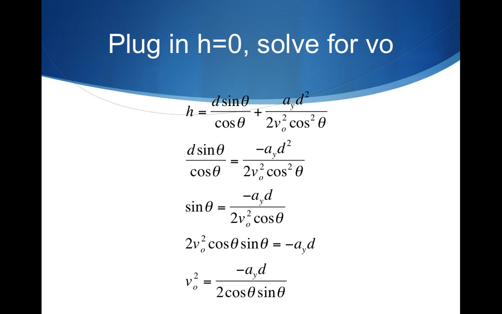We're now down on the third line. And now we cross multiply. So once we cross multiply, we can then solve for v0 squared. And that's what we get in the last term. v0 squared equals minus a_y d over 2 cos theta sine theta. So remember how disgusting it looked. This doesn't look fantastic, but it looks okay.